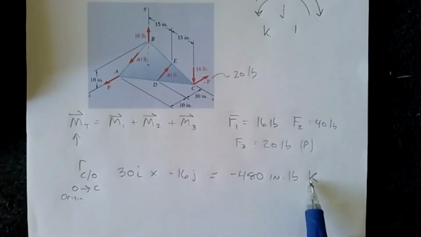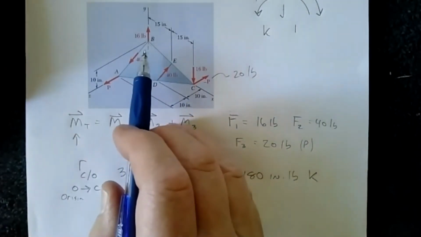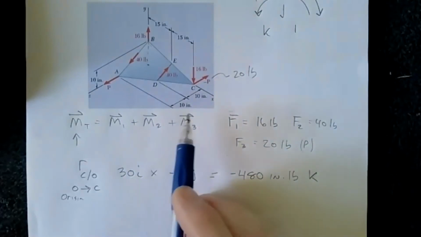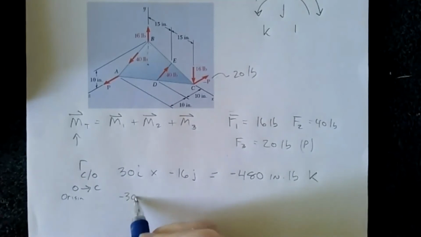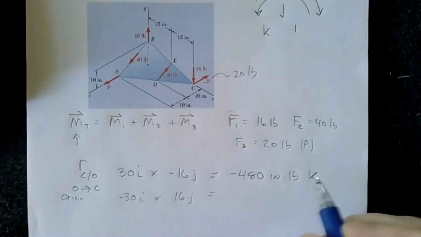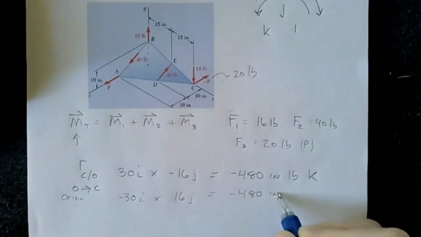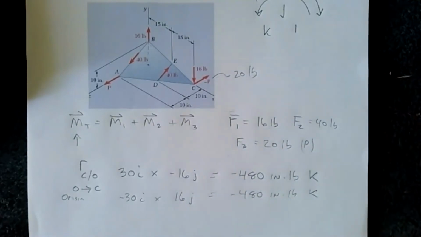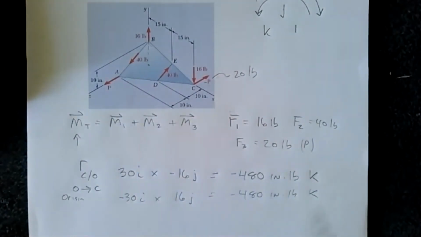And if I had done it the other way, let's say I had started here and gone there, it would have been the same. If I'd gone from here to here, I would have gone negative 30I crossed with a positive 16J, which still would have given me I cross J, in that case, a negative 480 inch-pounds K. So it doesn't matter which one you go to. Hopefully that makes sense. So we have the first one.